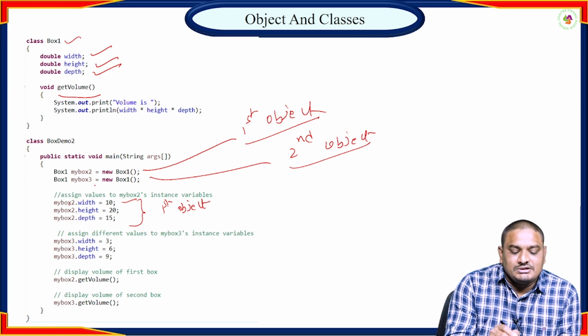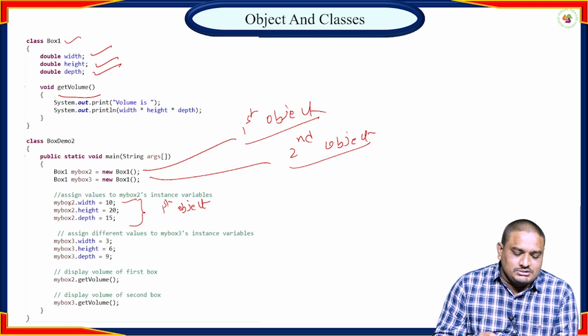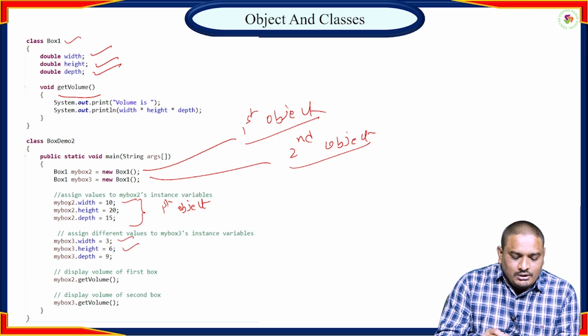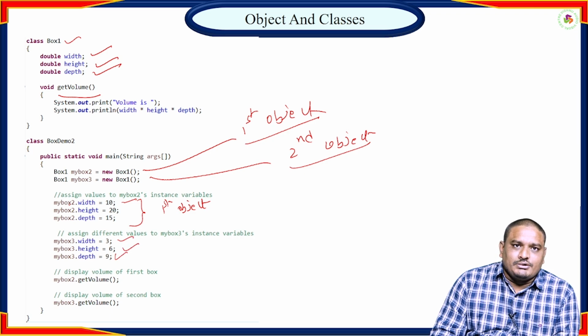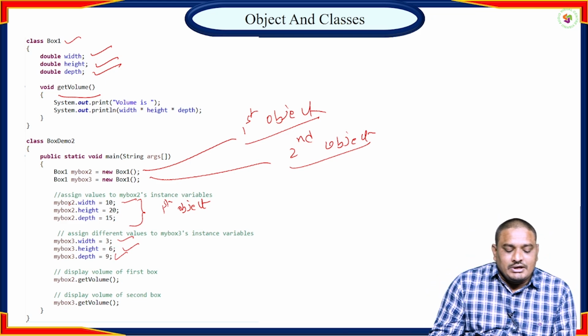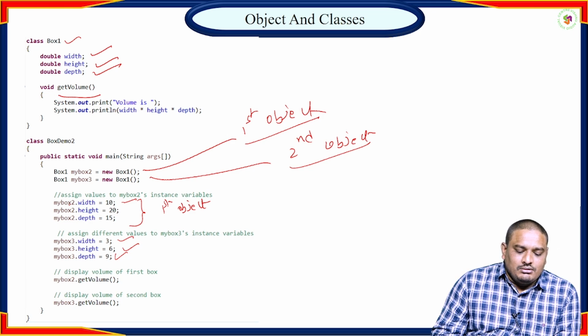Now we have to create another box. Here myBox3 is the other box. To this object we can assign variable values. Here myBox3.width, myBox3.height, myBox3.depth. These values are assigned to the particular object. Next step, we can print the final values.